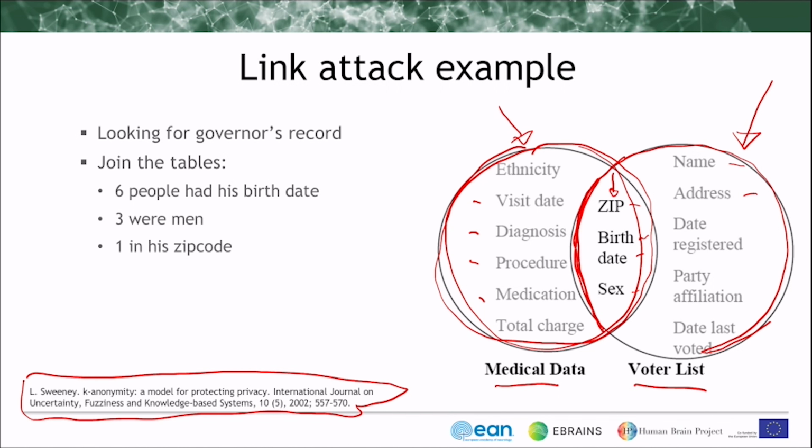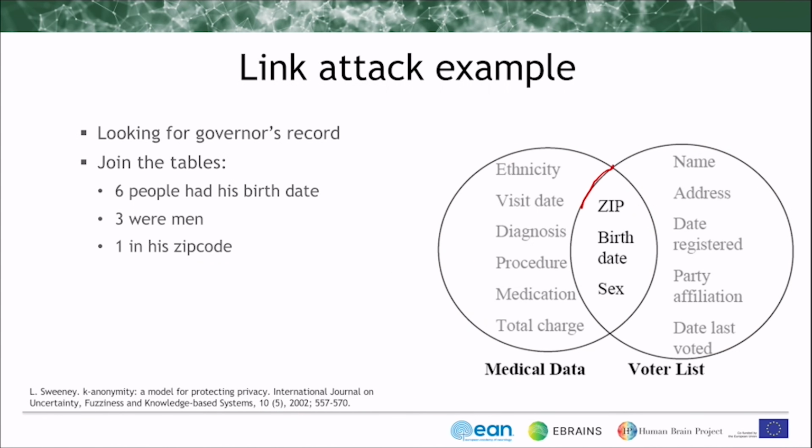Also, the medical records of the governor of Massachusetts at that time were released. So what the researcher did was to cross the information. According to the Cambridge voter list, only 6 people had the birthday of the governor, only 3 of them were men, and only 1 had the same zip code. So in this attack, the researcher was able to identify the governor's information in the medical data.